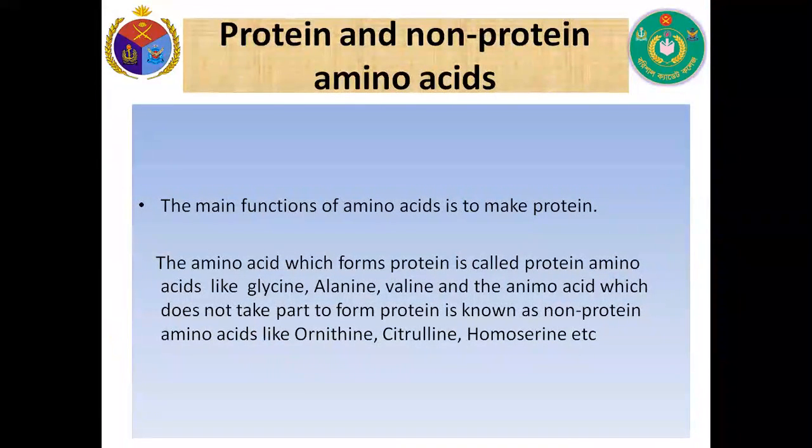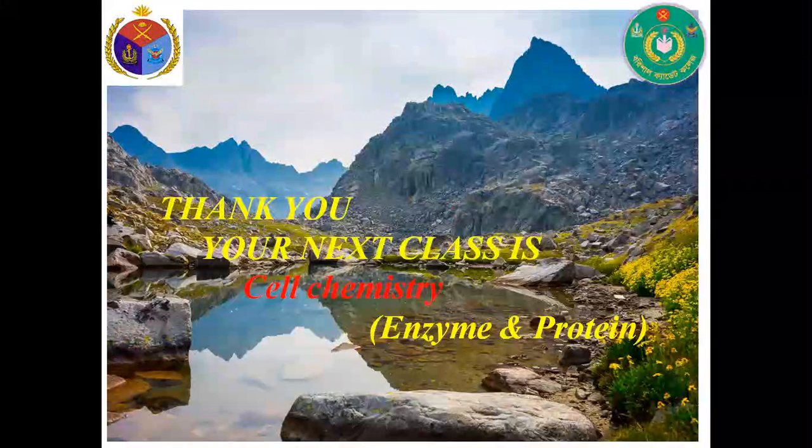Now, protein and non-protein amino acid. The main function of amino acid is to make protein. The amino acid which forms protein is called protein amino acid, like glycine, alanine, valine, and the amino acid which does not take part to form protein is known as non-protein amino acid, like ornithine, citrulline, homoserine, etc.